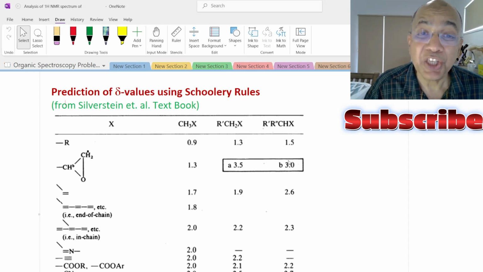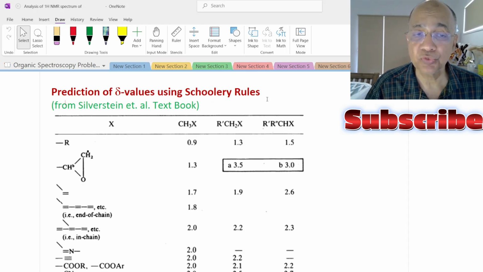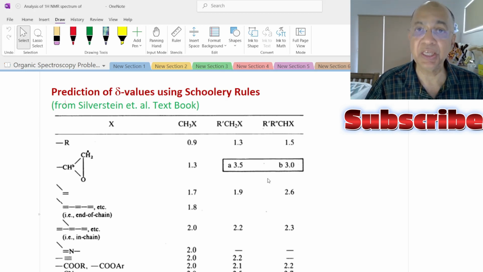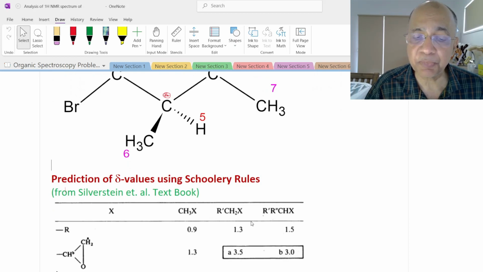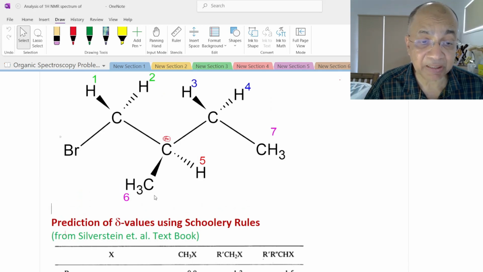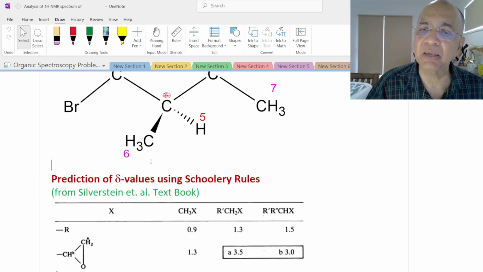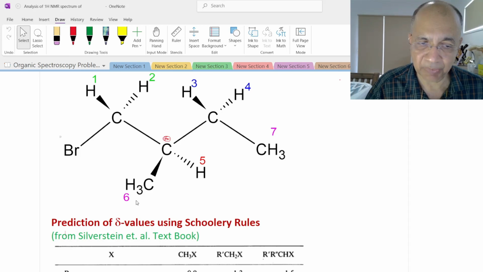Now let us use the Shoolery rules from the table to predict the shift positions in ppm. Now this methyl will have a tentative shift position nearing 0.9 ppm. And this methyl will have a peak position a little greater than 0.9 because it is a little closer to bromine. This methyl will be a doublet and this methyl will be a triplet.